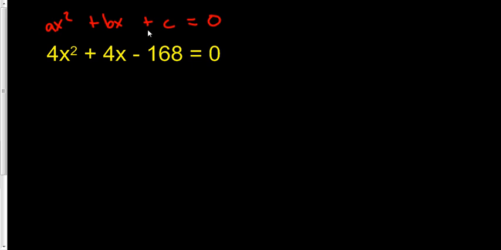This whole side to the left is equal to 0, so 4x squared plus 4x minus 168 is equal to 0. I know that A equals 4, I know that B equals 4, and I know that C equals negative 168. Let's go through and handle it by factoring right away before you start getting confused.